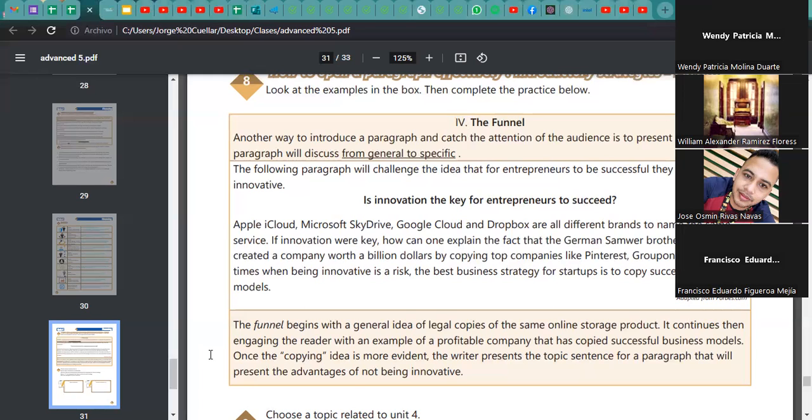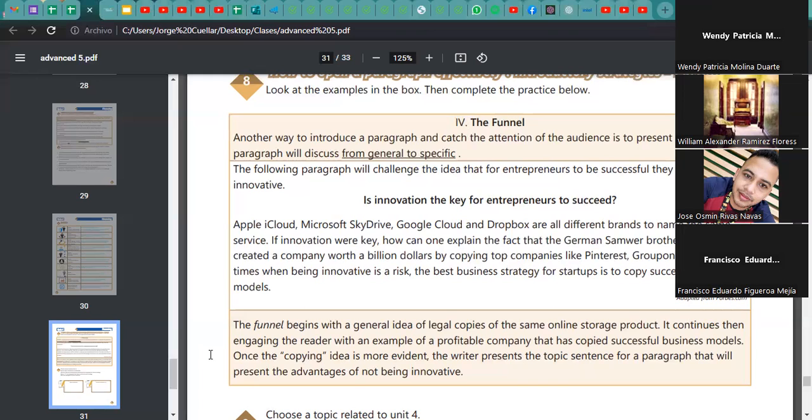Apple iCloud, Microsoft SkyDrive, Google Cloud, and Dropbox are all different brands to name the same service. If innovation were key, how can one explain the fact that the German software brothers have created a company worth $1 billion by copying top companies like Pinterest, Groupon, and eBay? In times when being innovative is a risk, the best business strategy for a startup is to copy a successful business model. So it's a challenge. It's saying something general, but at the end it goes to specific things.